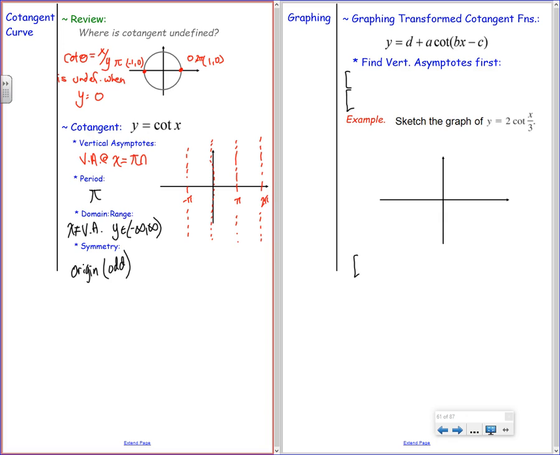Now, what did tangent have? If you look at the tangent graphs, we did it yesterday. What does tangent have halfway between all of their vertical asymptotes?